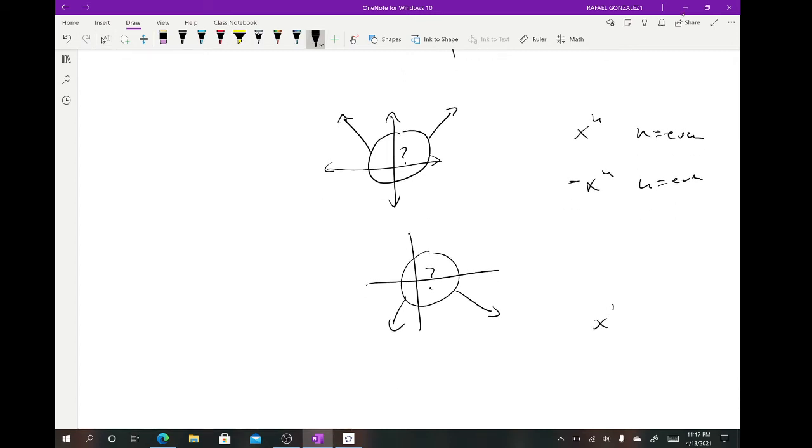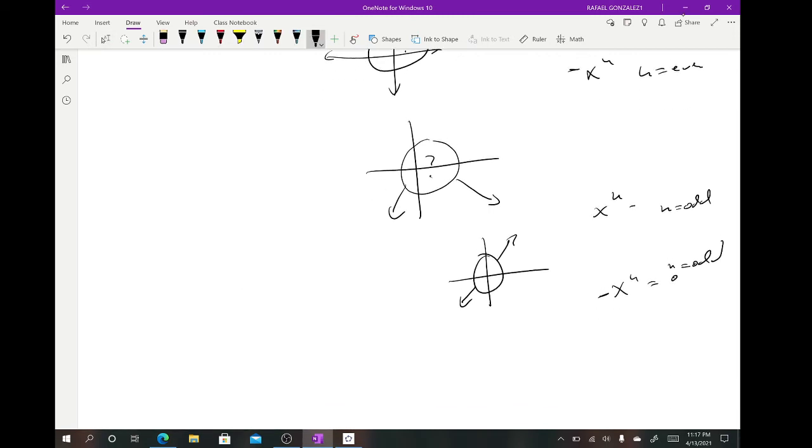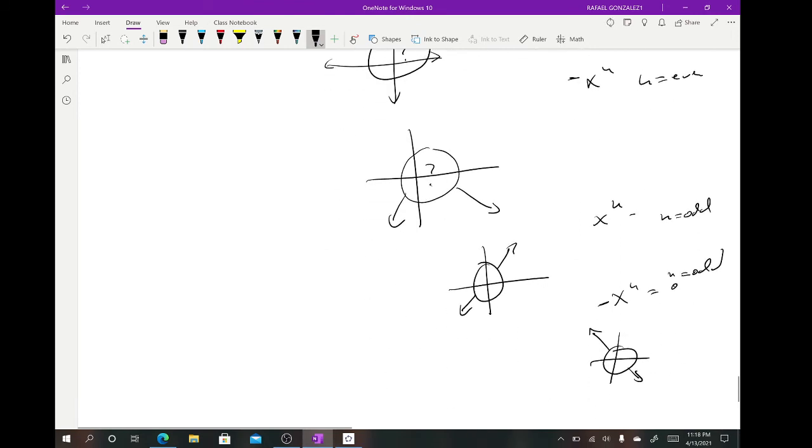And then if you have x to the n and n is odd but positive, it looks like this. It's going up here and down here. And then again, x to the n with n odd, but this is negative, this is a terrible use of my whiteboard. But it looks like this. It goes up in one direction, down in the other. But we still cannot say anything about the inside. We have no idea what's happening on the inside.